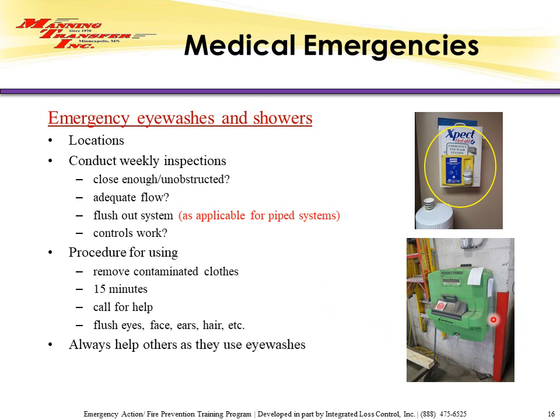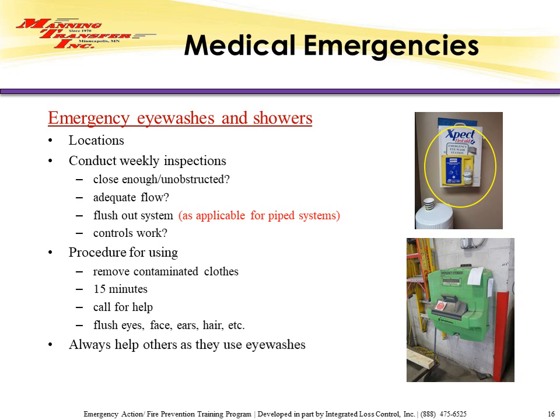In the case of the green eye wash on the wall, we want to make sure that the flow of water is adequate to maintain the flow for 15 minutes. It's not a plumbed system, but if we have one that's attached to the plumbing in the building, that needs to be flushed out on a periodic basis and make sure the controls work.